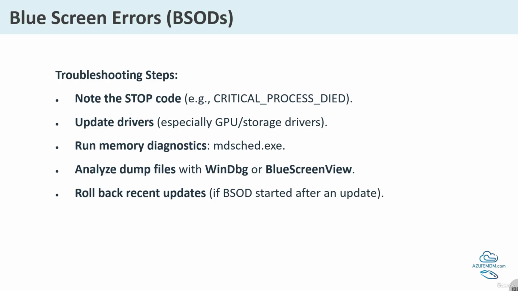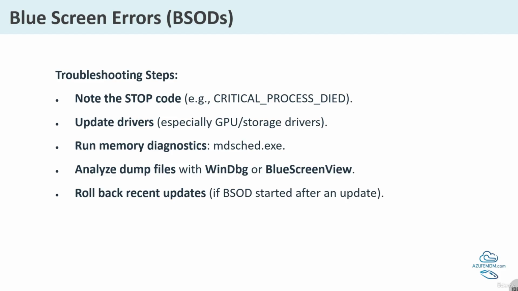The screen displays a stop code like critical process died that hints at the cause. Try to fix it by restarting your PC, updating the drivers and Windows, or checking for overheating or faulty hardware. Now, if the BSOD keeps happening, tools like WinDbg can analyze the crash logs. Most BSODs are fixable, but if ignored, they can lead to data loss. So here are the troubleshooting steps that you can do to ensure the BSOD issues are resolved.